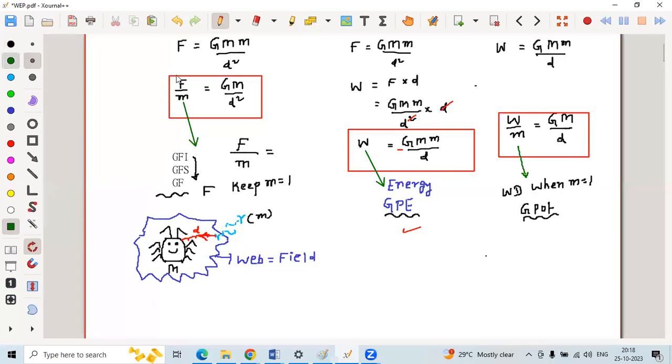Suppose the mass of the mosquito is 3 kg. What work have you done on that 3 kg mosquito? That is potential energy. Then what is the work you spent on 1 kg mosquito? That is called potential. Why do we need all this? Keep the 3 kg. Again, why 1 kg? Why are you confusing us? I only got a doubt.